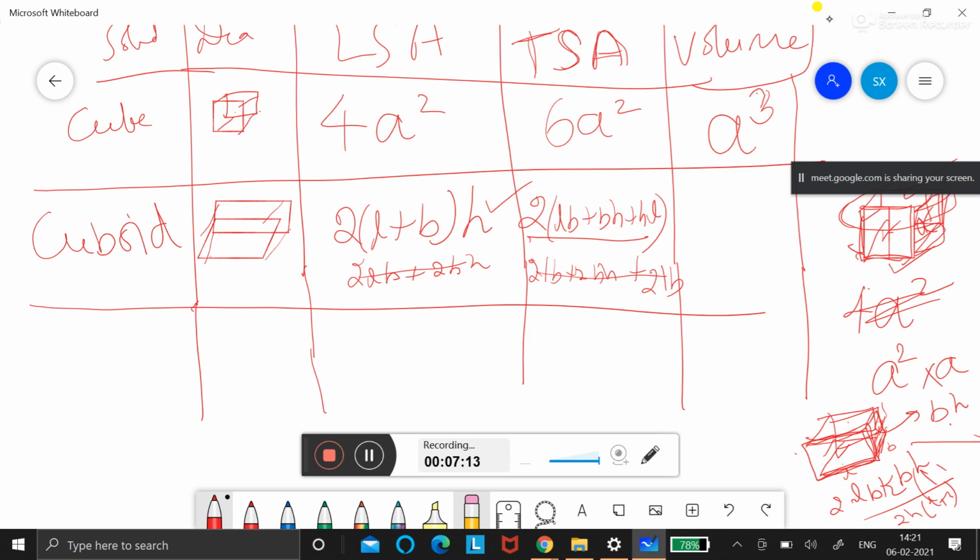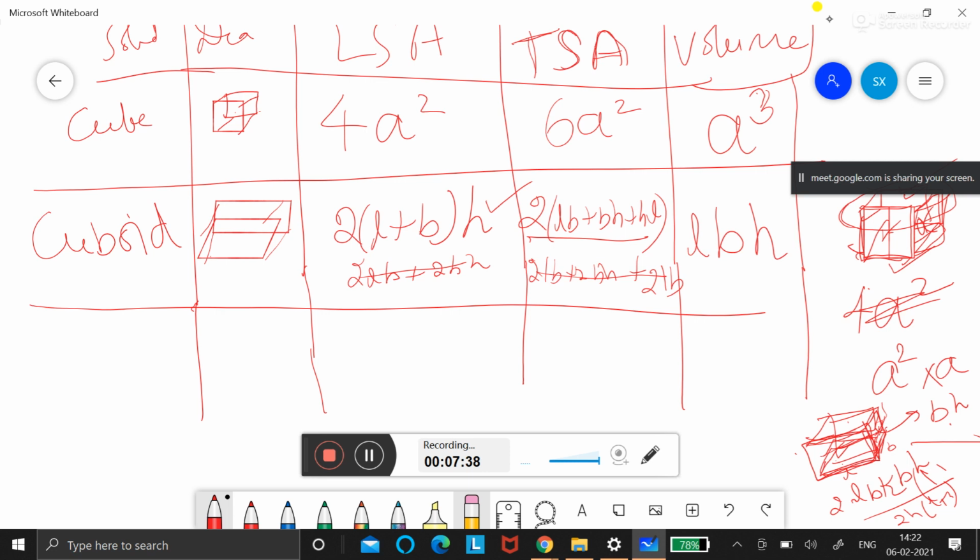Okay, then volume of a cuboid. What do you mean by volume? What is the formula for volume? Base area into height. In a cuboid, the base area is a rectangle, L into B, and the height. So L into B into H.